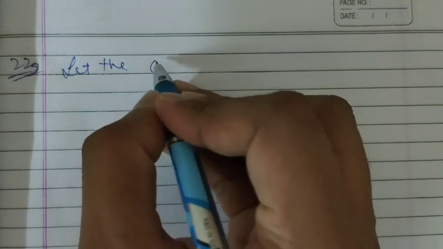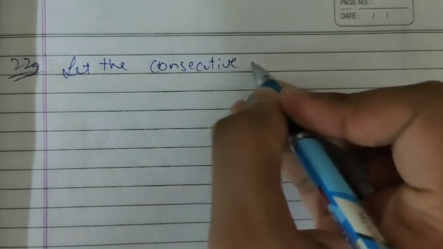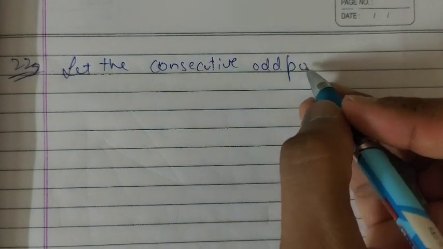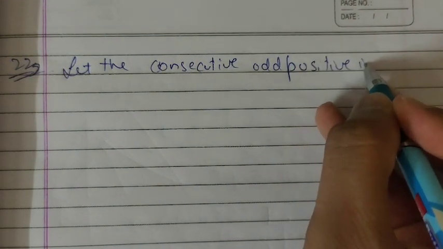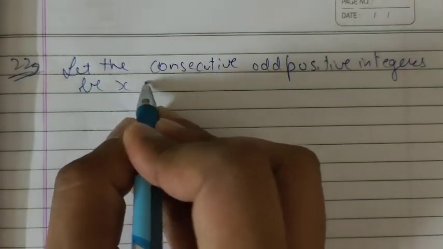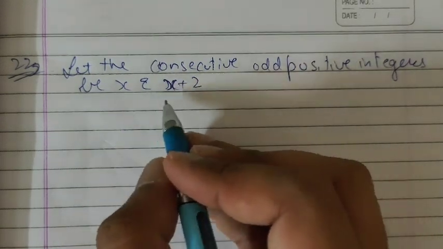Now, find all pairs of consecutive odd positive integers, both of which are smaller than 10 and such that their sum is more than 11. So let the consecutive odd positive integers be x and x plus 2. If one is x, the other positive odd integer will be x plus 2, right?